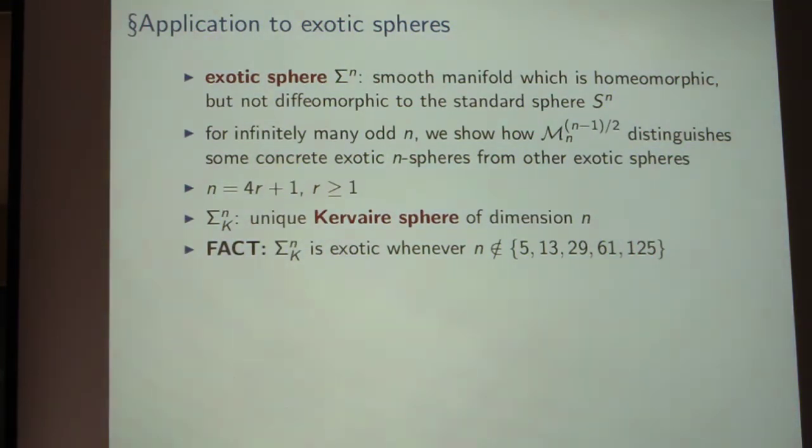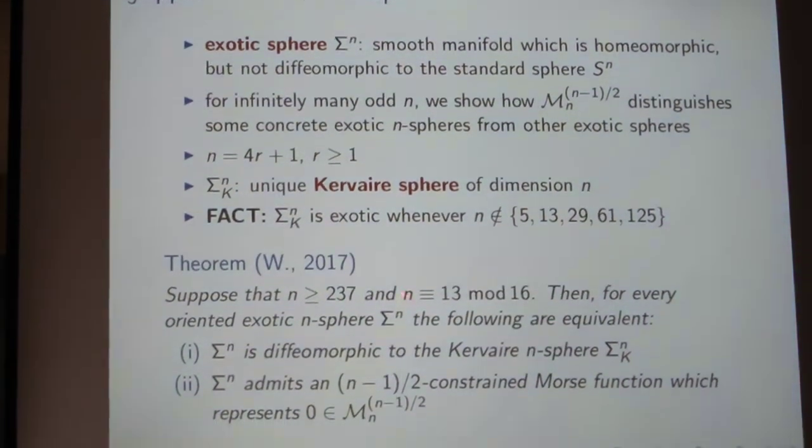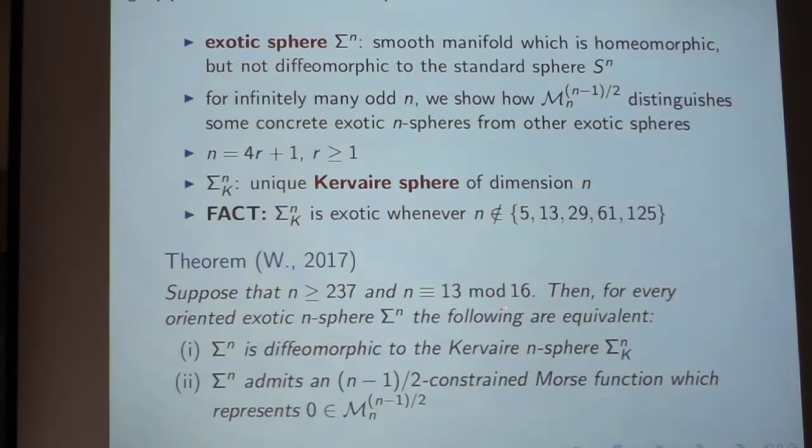So let's say, what happens? This is the theorem. If n is big enough, there is a bound of 237, and n is of this form and is congruent to 13, not 16, then, given any oriented exotic n-sphere, we have the following equivalent statements. The first states sigma is diffeomorphic to the Kervaire sphere, and the second statement says sigma admits an (n-1)/2-constrained Morse function such that this Morse function represents the 0 element in here.